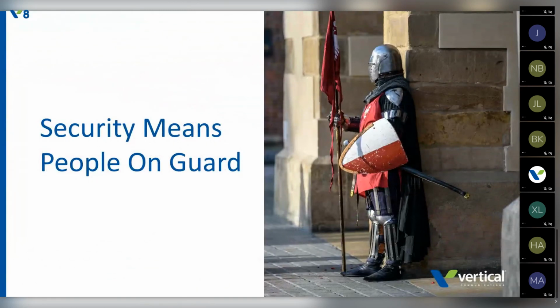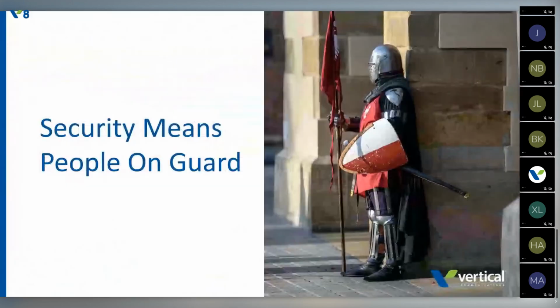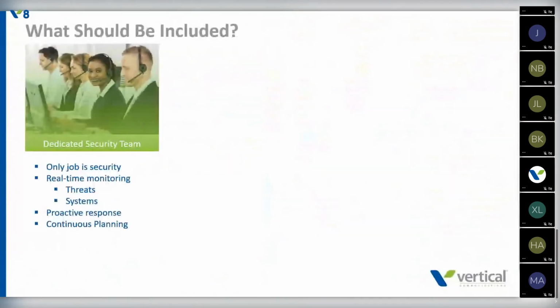Just like infrastructure is great and reliability and redundancy is awesome, but if you don't have the network operations team, you've got to have the security team who are standing guard, or else you have no security at all. Somebody can just climb those walls if nobody's looking over and shooting down at them. So what should you have in this? Well, first, they've got to have that dedicated security team. They've got to have the guards. They've got to be people whose only job is security.